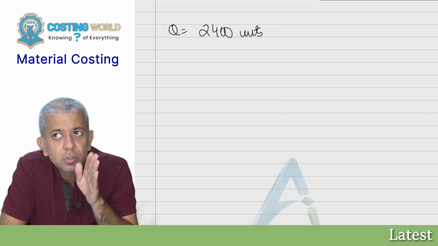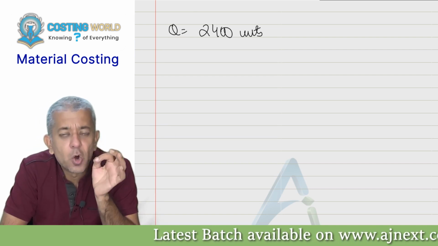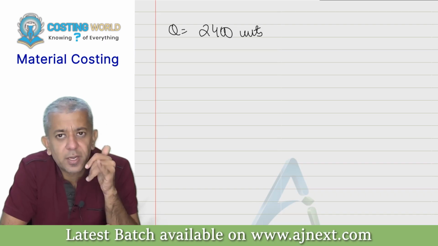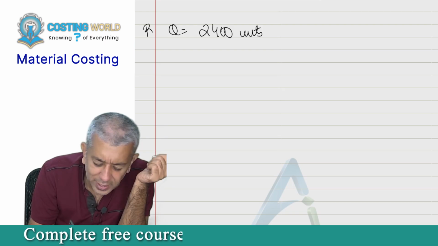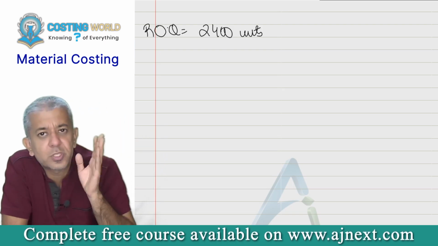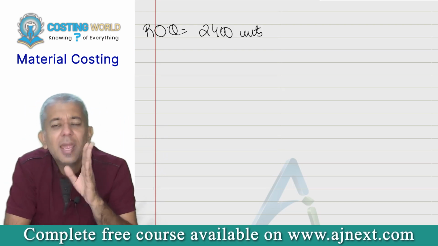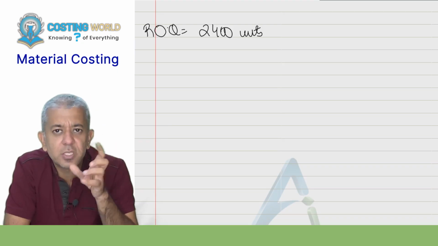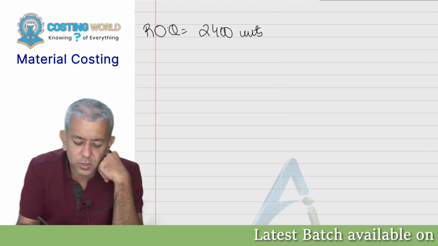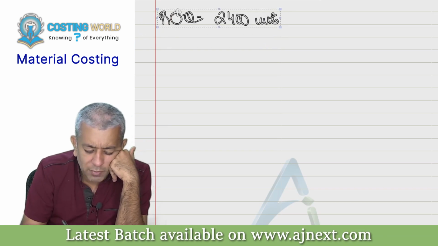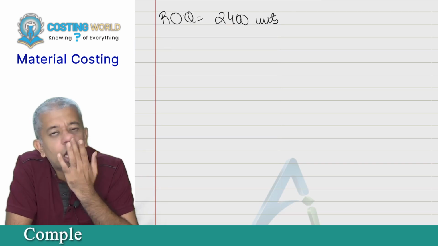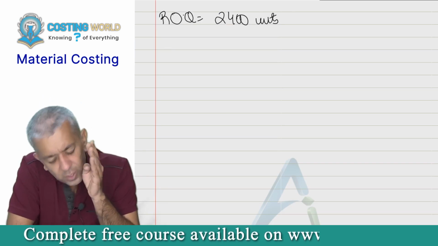That Q always stood for how much raw material you should order at one time. I know my Q. My previous Q from now on will be addressed as ROQ. ROQ stands for reordering quantity. It is your Q only, beta. We are just changing the symbol for that. So ROQ stands for reordering quantity.